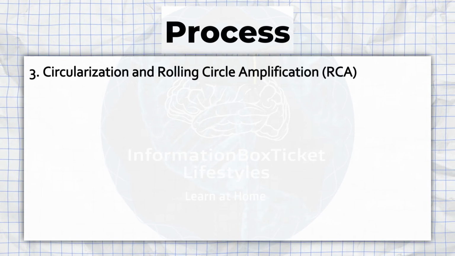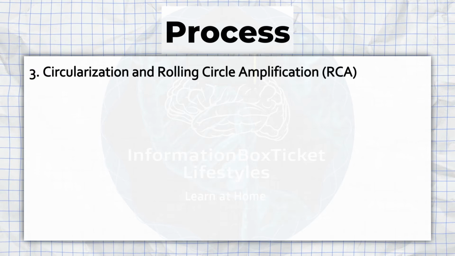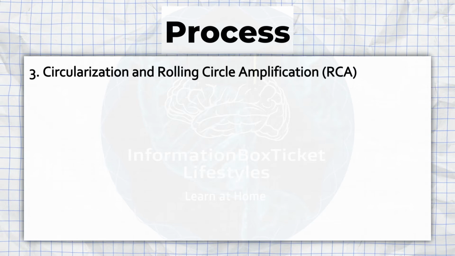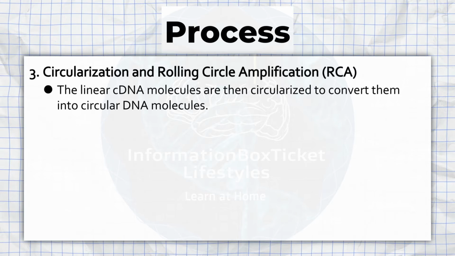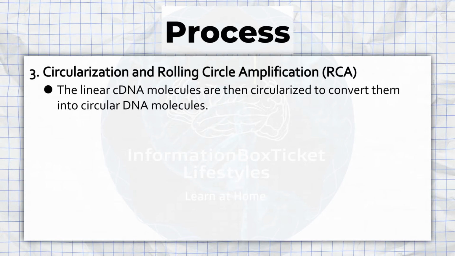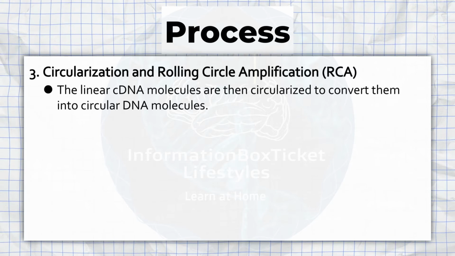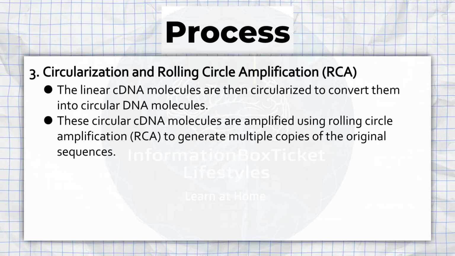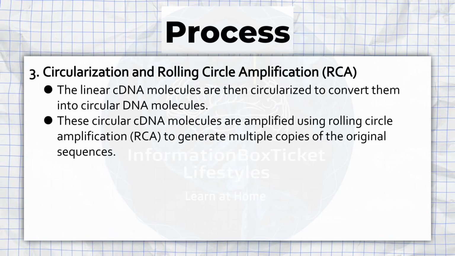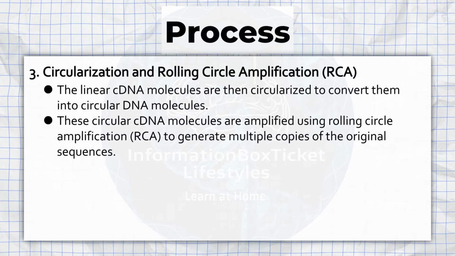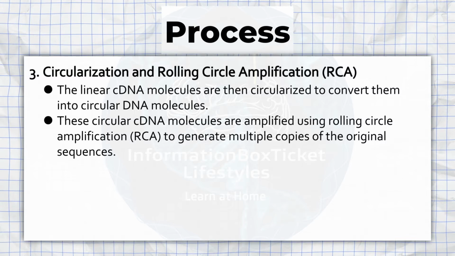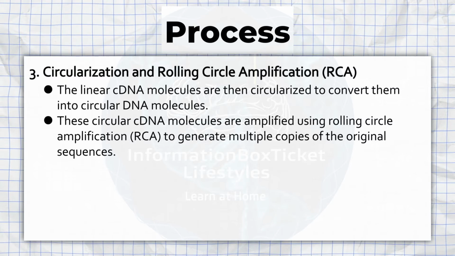Number 3, circularization and rolling circle amplification. The linear complementary DNA molecules are then circularized to convert them into circular DNA molecules. These circular complementary DNA molecules are amplified using rolling circle amplification to generate multiple copies of the original sequences.